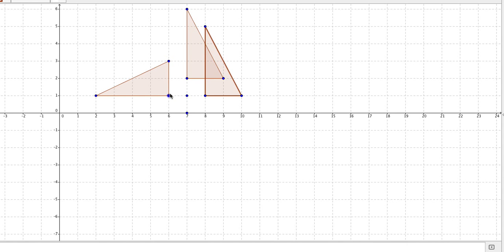So a rotation is basically holding down a point and moving the triangle around a center of rotation. In this triangle, the center of rotation was here, and in this triangle right here, the center of rotation was here. So that's a good example of rotation. We won't go deeply into rotations because you're going to do that more when you get to high school.